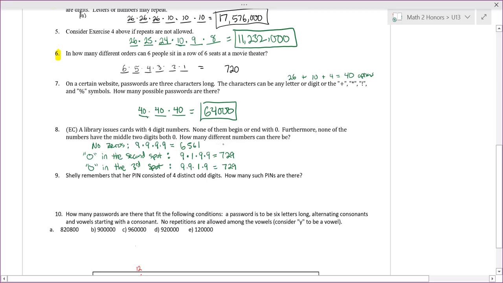So it could be the first case, second case, or third case. And so to get the final answer, you add those up. So 6561 plus 729 plus 729, and you get a final answer of 8,019.